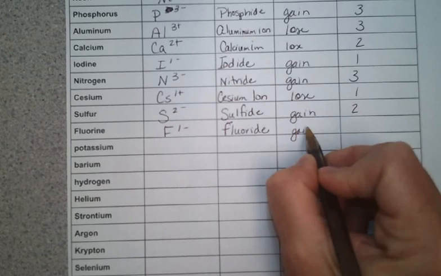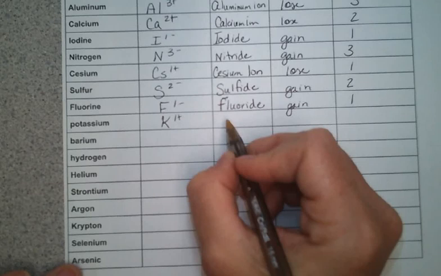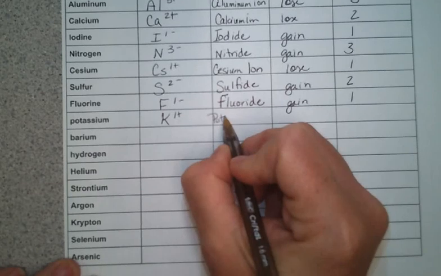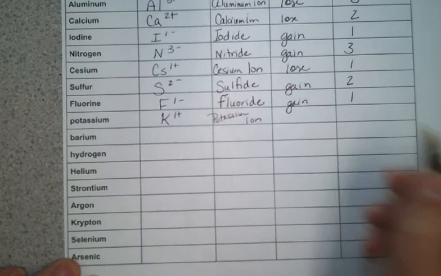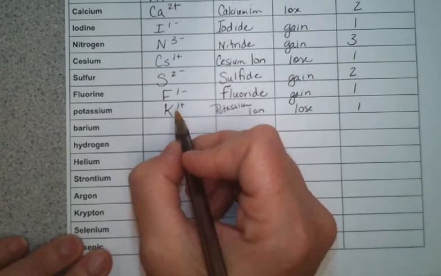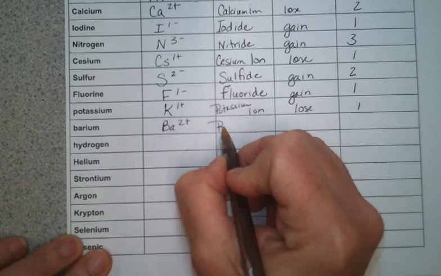Potassium is K, that's a 1 plus. The ion's name is potassium. I don't know if I can fit this in the sheet. It's a potassium ion. It's going to lose 1 electron. Barium. Barium is Ba, and that's a 2 plus. That would be a barium ion. It's going to lose.